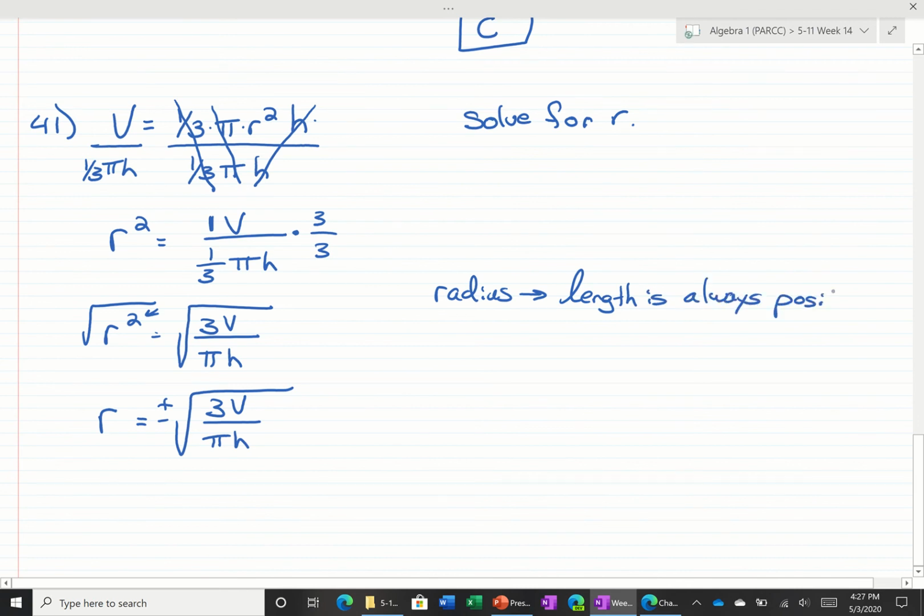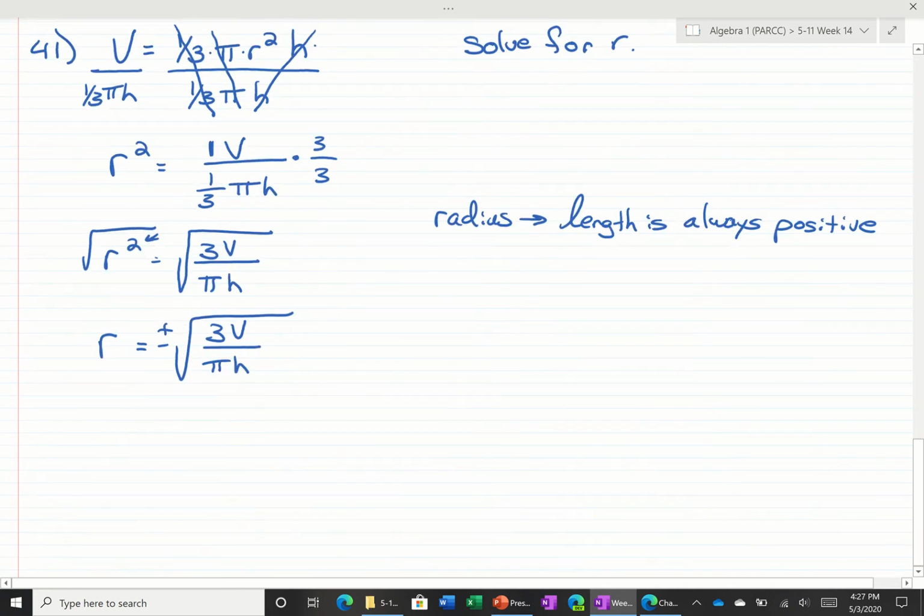positive. So you can see that there's two answer choices in this problem. One, it says that's answer choice D. And the other answer choice, it looks very similar to that. It says r is equal to the square root of 3v over pi h, and that's option B. And then we have another one, so they're really trying to trick us here. Part C, it's saying that r is equal to the square root of 3v over pi h.